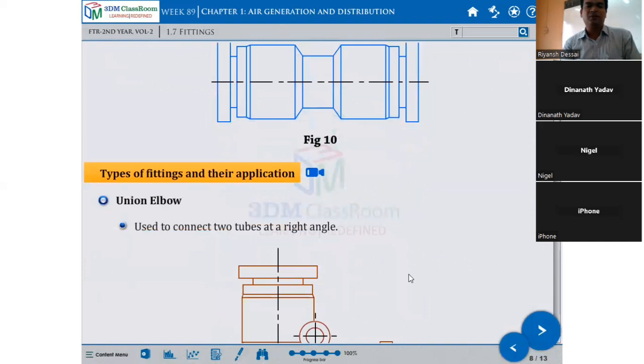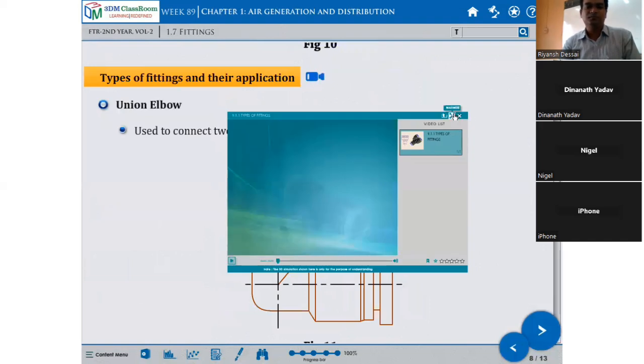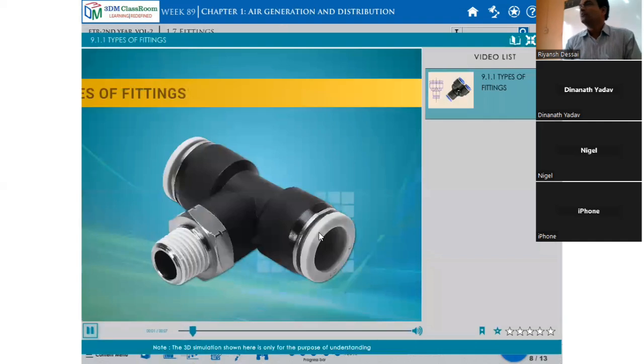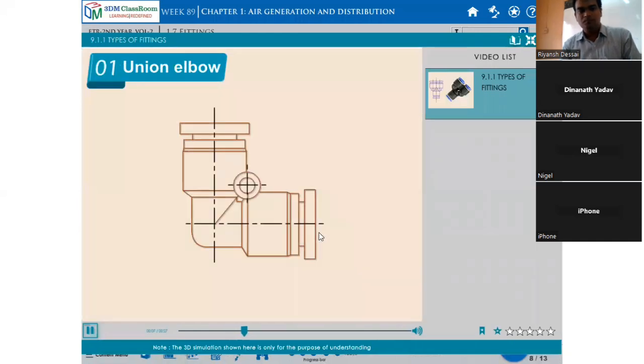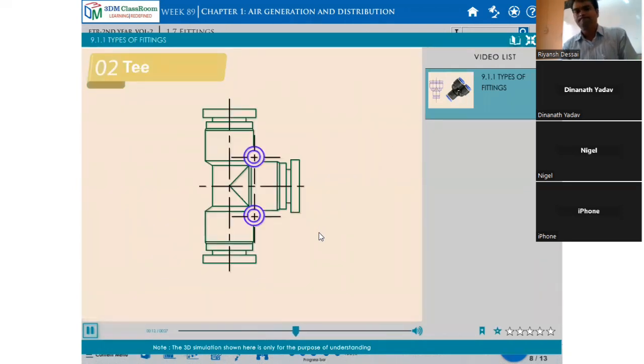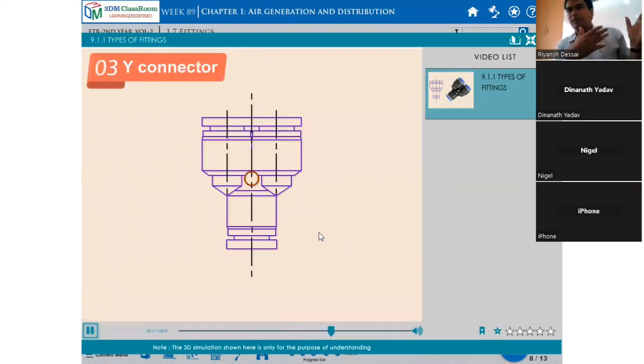Types of fittings and their application. Before going on, how many types of fittings are there in application? You just watch this video. Types of pipe fittings. Used to connect two tubes at a right angle. This is the elbow. Used to connect three tubes. This is the same pipe in the water pipeline, whatever we use.